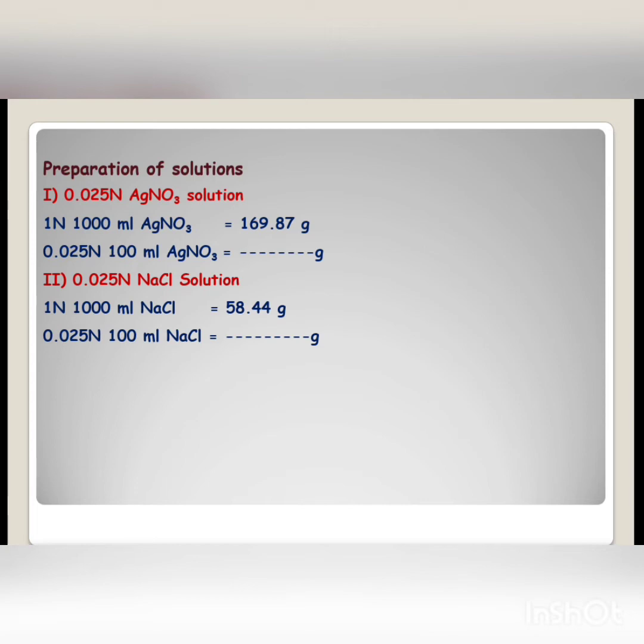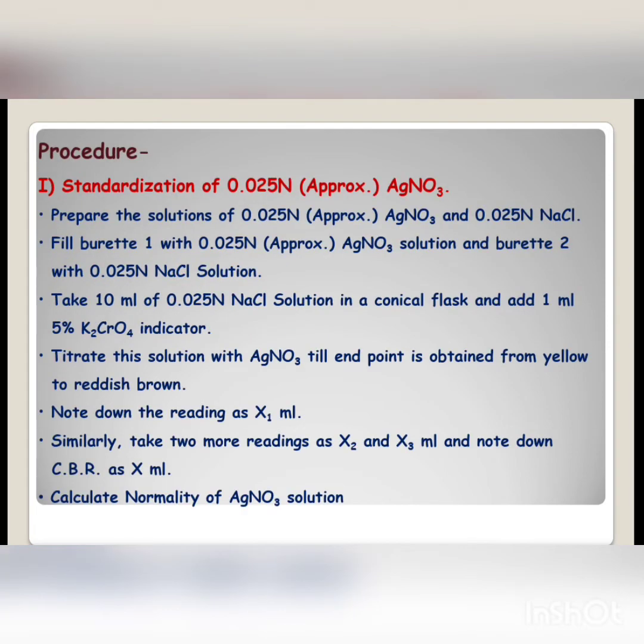Now, how to prepare the solutions? This is a very important part, so I have included this also in this experiment. First of all, we will see how to prepare 0.025 normal silver nitrate solution. Whenever we prepare normal solutions, we will use this kind of standard equation.